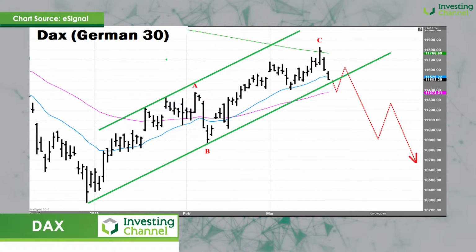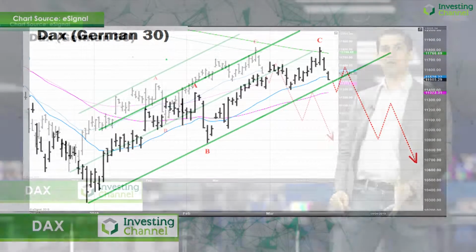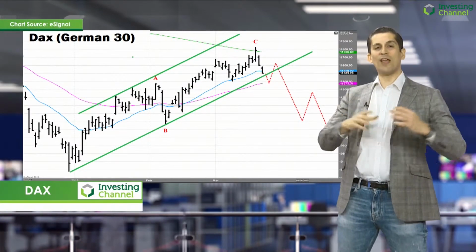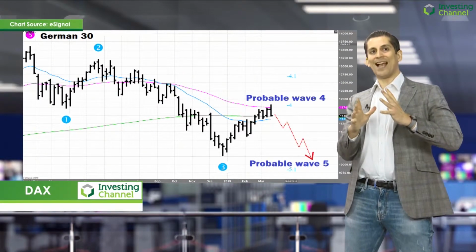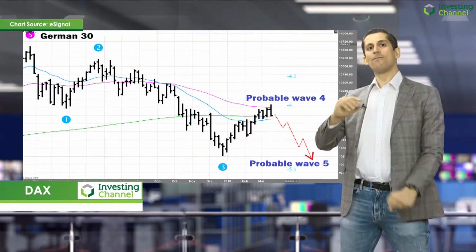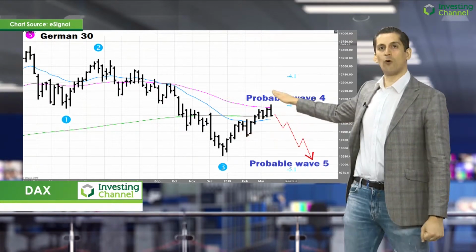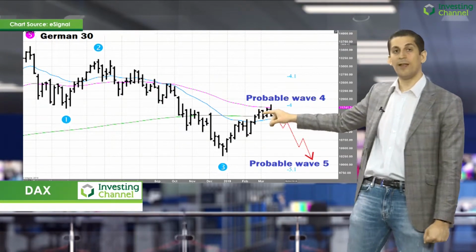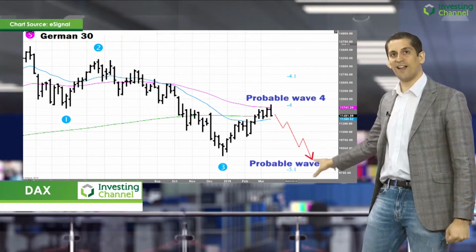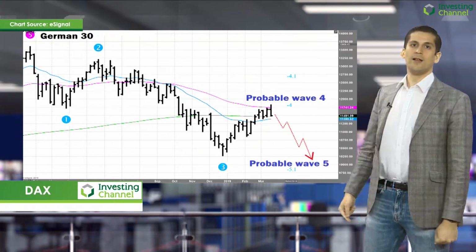Watch this chart closely, because I think eventually we're going to have this market rolling over and dying towards the lows. And just one last chart, I want to show you the wave count. I believe the German DAX is in a long-term downtrend, and this entire rally that you see here is a wave 4 ABC correction, and I think eventually we're going to see this wave 5 move lower towards the lows of December.